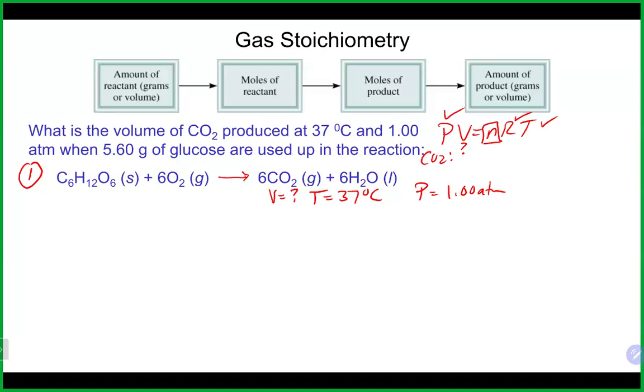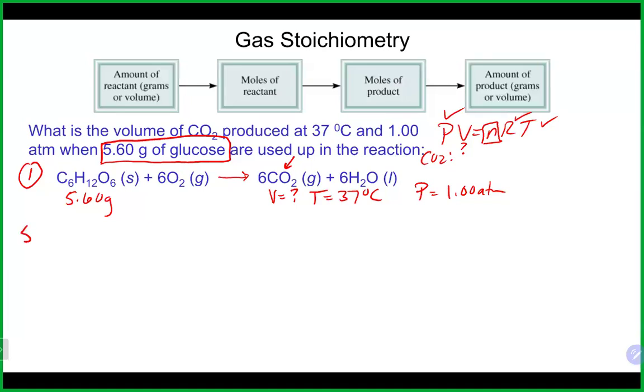And this is where the stoichiometry will come into play. We could use the other piece of information given to us, which was we are starting with 5.60 grams of our glucose. So we could do a stoichiometry calculation to get to the moles of the CO2. Once we have the moles of the CO2, we'll have everything we need to use the ideal gas law. So we'll start just like normal. We take our equation as balanced.